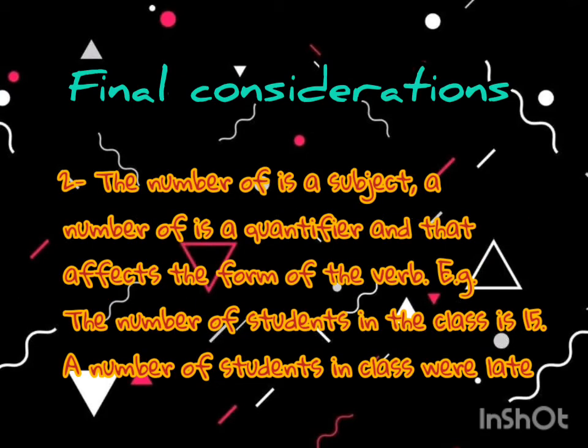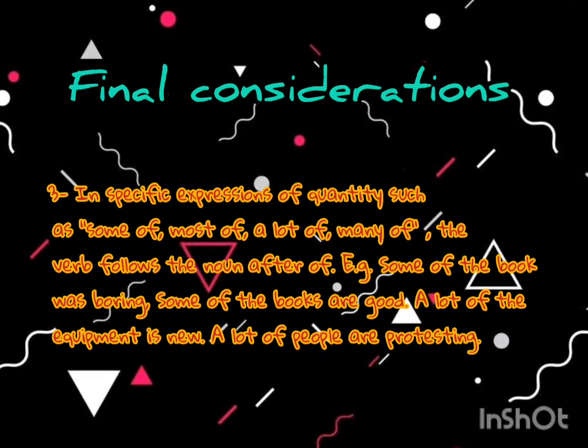Number 2, the number of and a number of. In the structure the number of, we are using the number of as the subject, and thus it needs a singular verb. In the case we are using a number of, it is a quantifier, and thus it is followed by a plural verb and also by a plural noun. Compare the examples below.